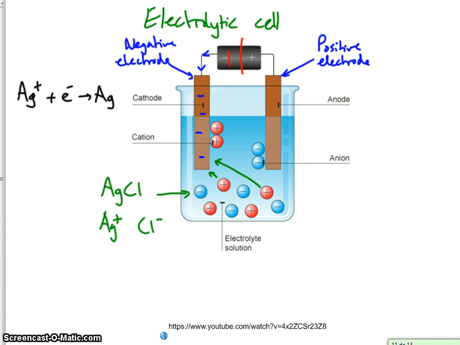What about the other side? The other side is going to be my positive electrode. What gets attracted to the positive side, Raquel? The negative things, which in this case are chlorides. What process have we just talked about happening over on the left? Is that oxidation or reduction? Is this silver thing here getting an electron, or is it giving one away?